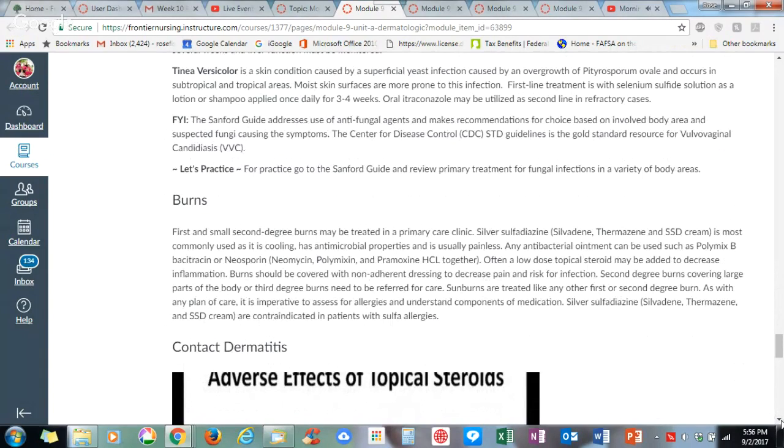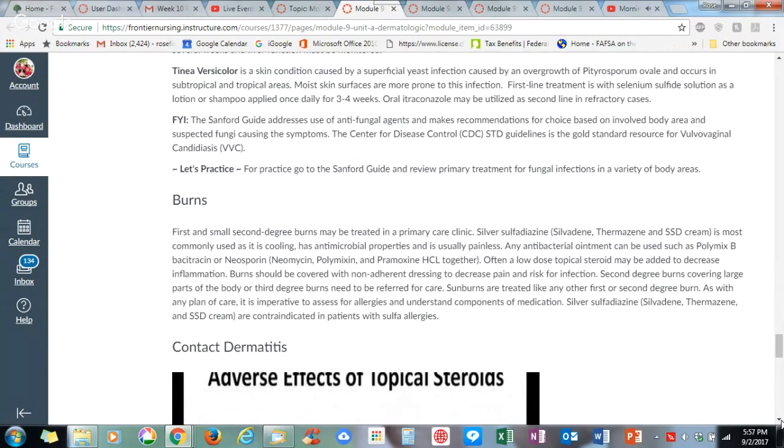FYI, the Sanford Guide addresses use of antifungal agents and makes recommendations for choice based on involved body area and suspected fungi causing the symptoms. The CDC STD guidelines is the gold standard resource for vulvovaginal candidiasis, VVC.